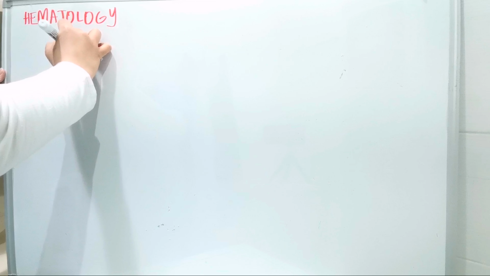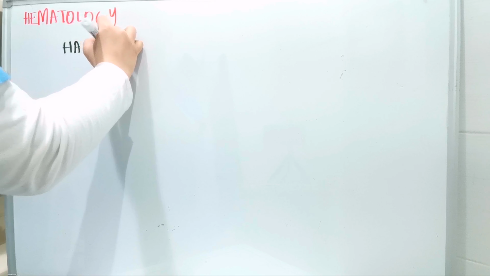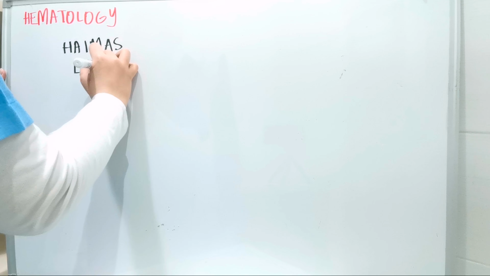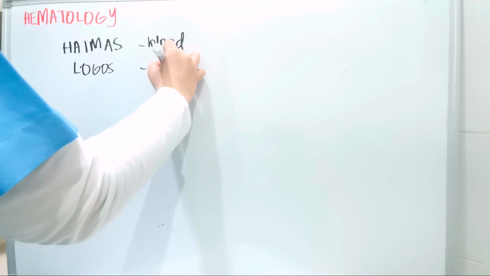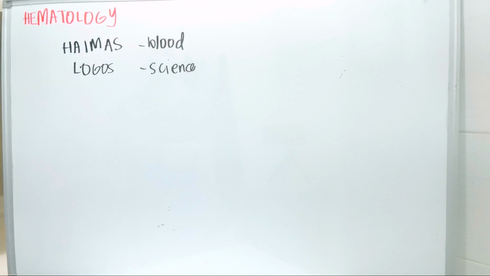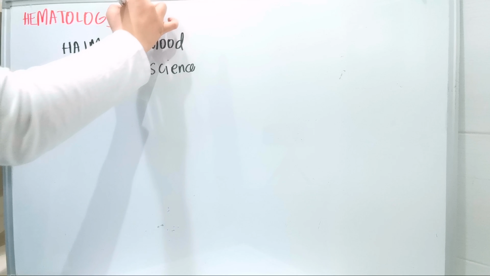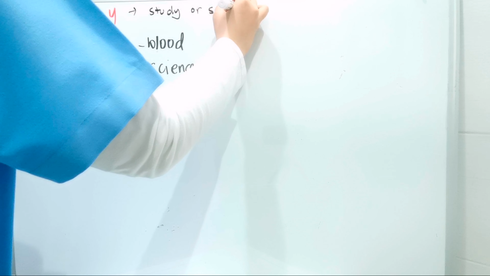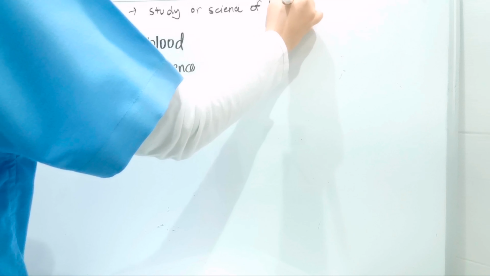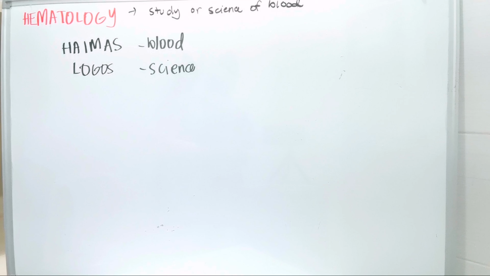Hematology. So what is hematology? First, hematology comes from the Greek words hemas and logos. What is the meaning of hemas? It means blood. And what is the meaning of logos? It means the science. So from this, we have the idea that hematology is the study or science of blood. So it's correct. Hematology is the study or science of blood.